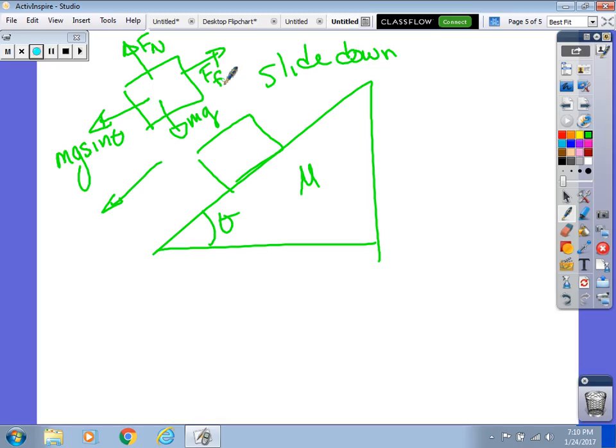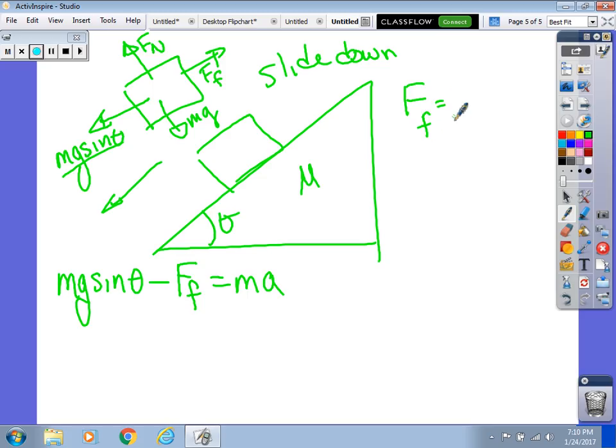Now we can calculate the acceleration. Well, who's winning the tug of war? If it's going down, it's this guy, mg sine theta, minus the force of friction, has to equal ma. You can go a little bit further. I don't know if you remember this. This is an appropriate place to put it. The force of friction depends upon how rough, if you will, the surface is, the coefficient of friction. And if it's moving, we call it the coefficient of kinetic friction, and the normal force, right?